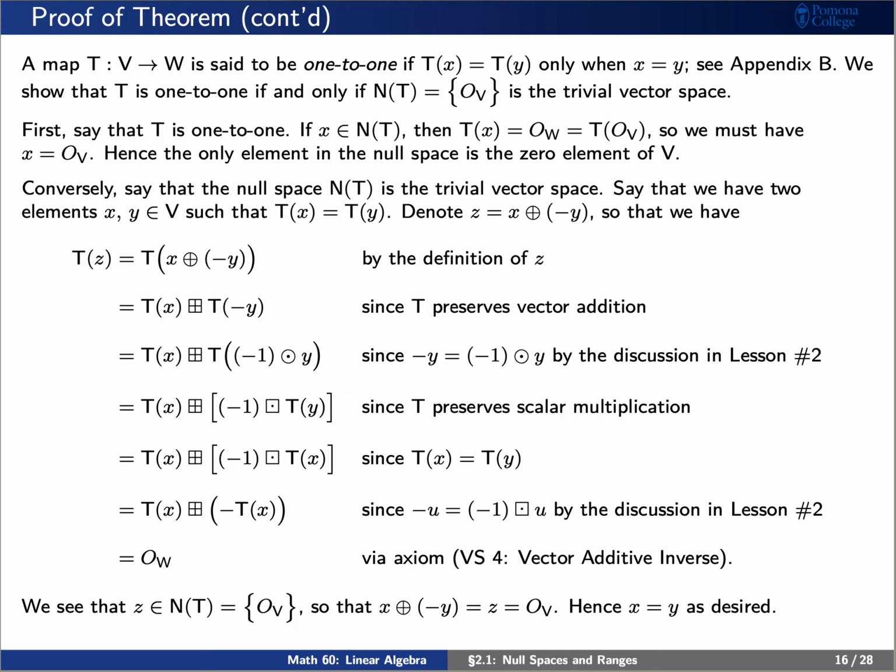But now, since T of x equals T of y, we have T of x minus T of x, which is just 0. So this means that z must lie in the null space of T. By assumption, the null space of T just consists of one vector, namely the 0 vector. So this means that z must be the 0 vector, showing that x minus y is 0, so that we can conclude that x does indeed equal y.